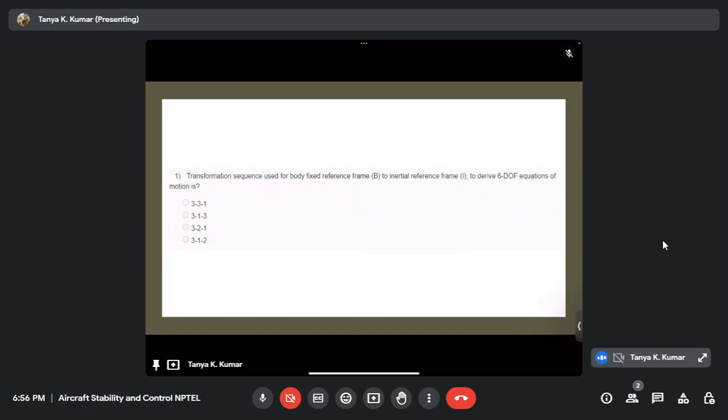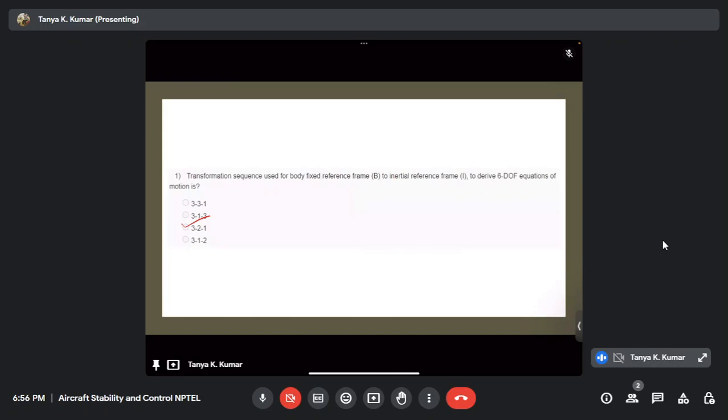This is the conventional rotation sequence that we follow. Is it 321? Is it 312? Is it 313 or 331? It is 321. Okay, it's always in that sequence. Okay, now the next question. The rotation matrix for wind axis system to body axis transformation.